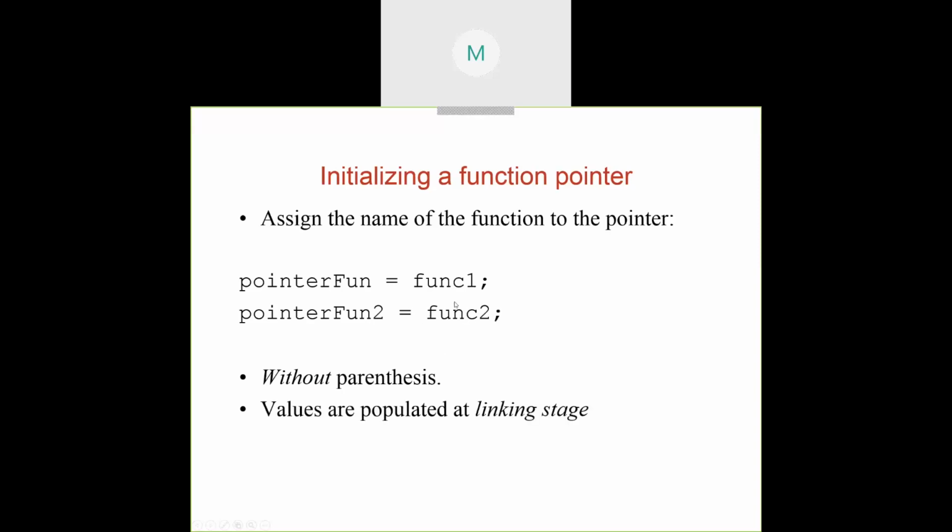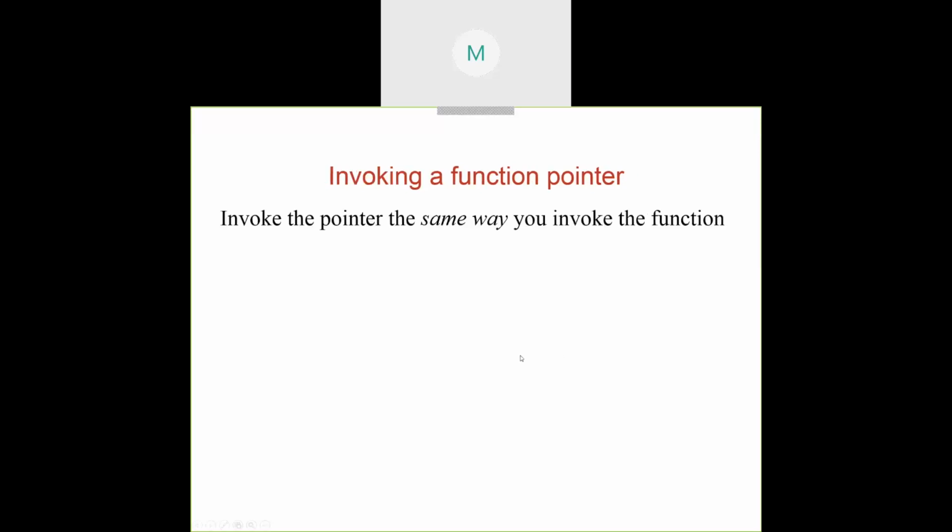So you have to remember that we don't have any parentheses here. And the values are actually populated in the linking stage. If you remember, we had 4 stages. The linker stage does its work, and then when calling the function, it is the same way. I will describe. So actually, we are invoking the pointer the same way we are invoking the function. Okay, so this is the way.